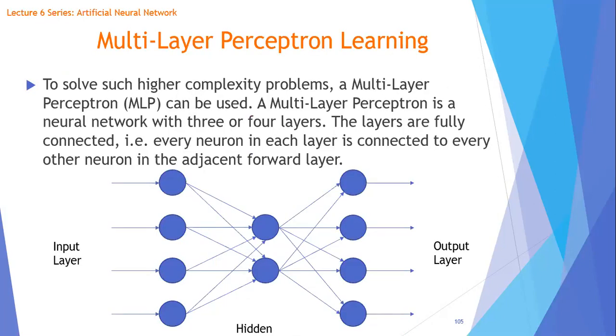Now let's move on to the MLP. Again, coming back to the problem of XOR, which we could not solve using the perceptron. The example shown here is a general MLP, where we have an input layer and an output layer. We have a hidden layer now.